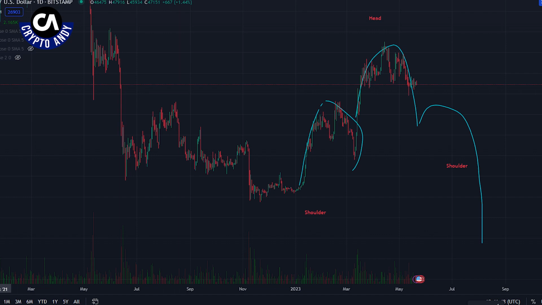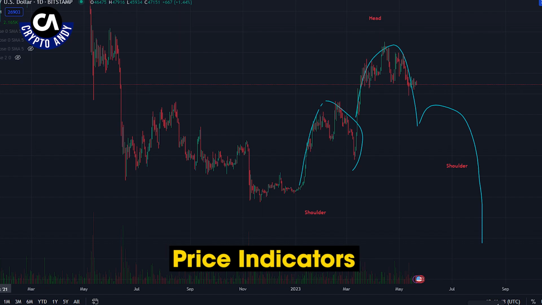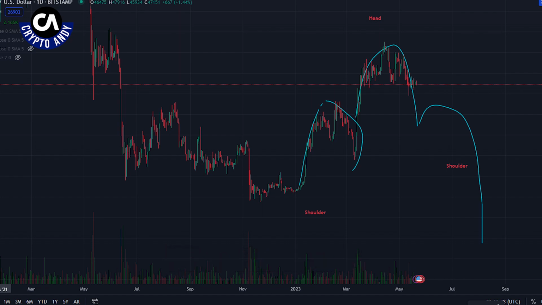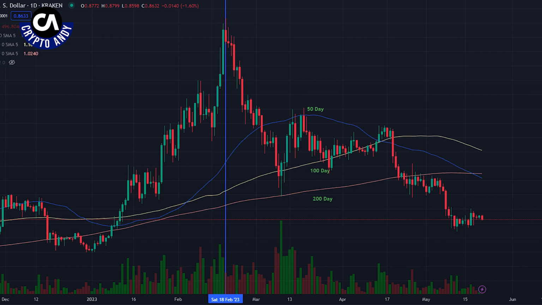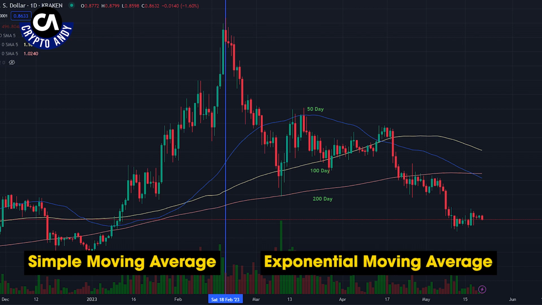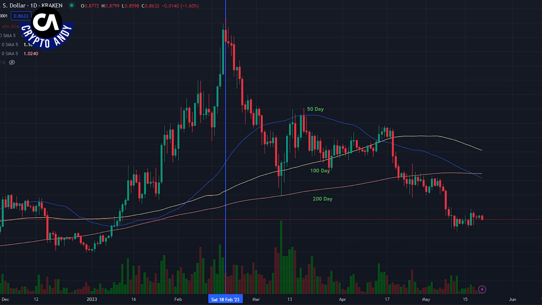In combination with major price patterns, the other major signals traders use are price indicators. They are some of the most common ways of gauging price action. The most common one of all is moving averages. These indicators smooth out price data over a specific period of time, showing the average price over time. The two most popular types are the simple moving average and the exponential moving average. Simple moving average treats all data points or prices on a given day the same, while the exponential moving average gives priority to the most recent price points.